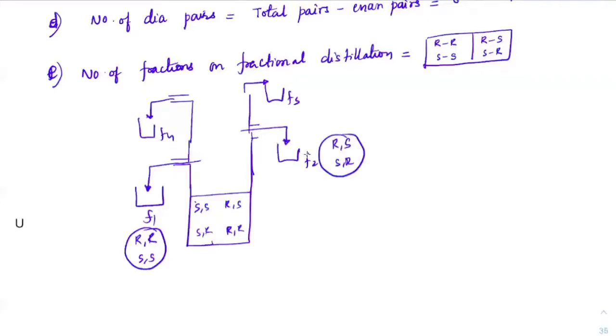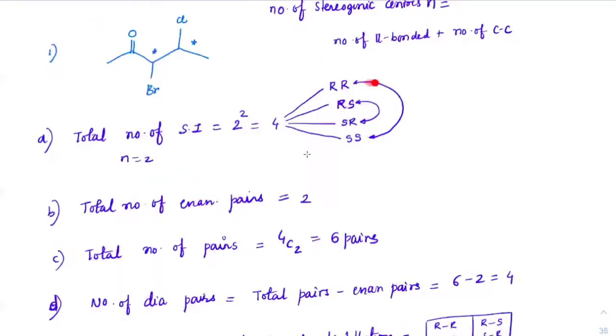Number of fractions asked means number of enantiomeric pairs we can write, because we can't separate them. Exactly. That's why I have represented these arrows. Got it? These two you cannot separate, these two you cannot separate, which means this will come as one package, this will come as one package. So how many packages will you get? You'll get 2 packages. So those 2 are fractions.